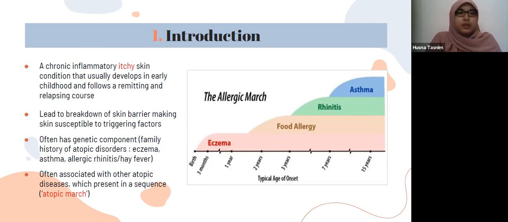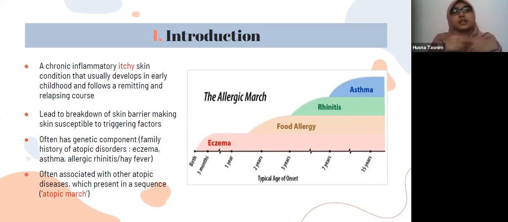In atopic dermatitis, it leads to the breakdown of the skin barrier, making the skin susceptible to triggering factors. So the main problem in atopic dermatitis is actually the defective skin barrier function, which I'm going to discuss further after this. Usually patients have genetic components, for example, their family has a history of atopic disorders such as eczema itself, asthma, or hay fever.